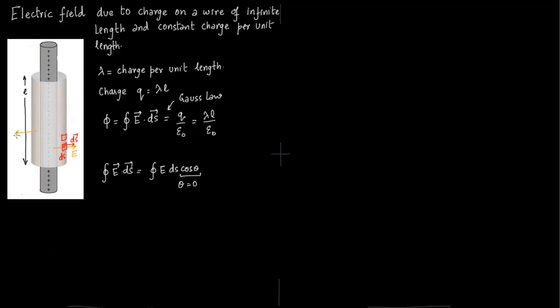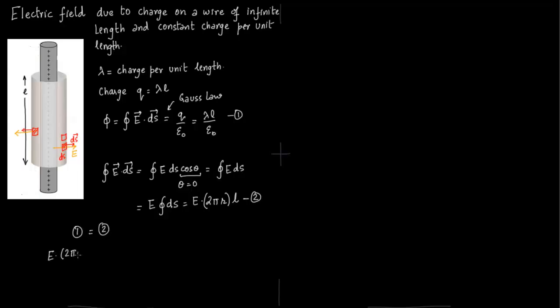Now on the left side again the electric field is going out of the cylinder, precisely because the wire is in the center and it is positively charged. Again you can see the electric field and the surface vector have 0 degrees between them. So this just reduces to E dS. Now the electric field does not depend upon the area of the cylinder we have chosen, so this becomes E times the surface area of the cylinder, and the surface area of the cylinder is 2 pi R L.